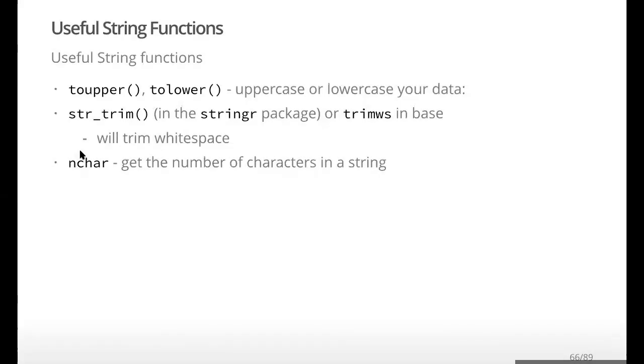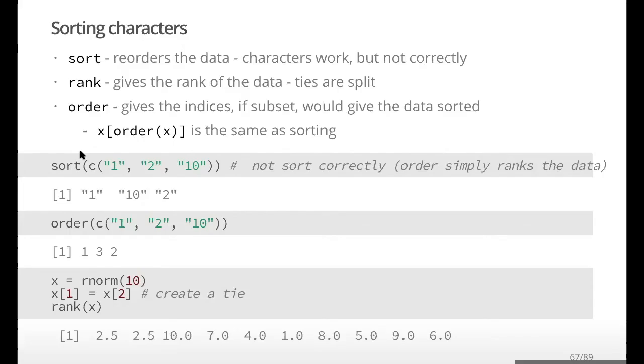So some other useful functions out there: toupper, tolower. It makes all the characters in something uppercase or lowercase. str_trim, excuse me, from the stringr package, or the trimws function in base R, will trim all the white space on the left and the right hand side. nchar gives the number of characters in a string. So again, it will not tell you the elements of a character vector, but it'll actually tell you in each element what is the number of characters in that string.